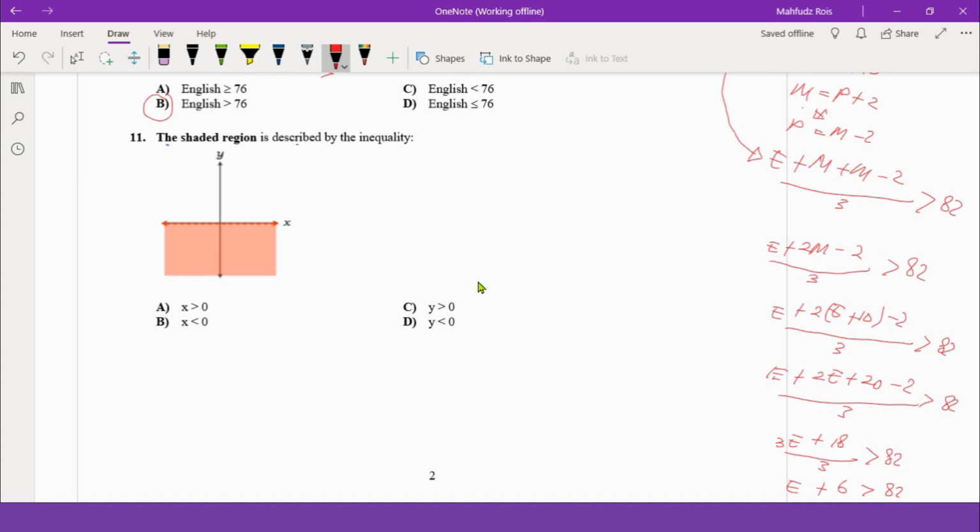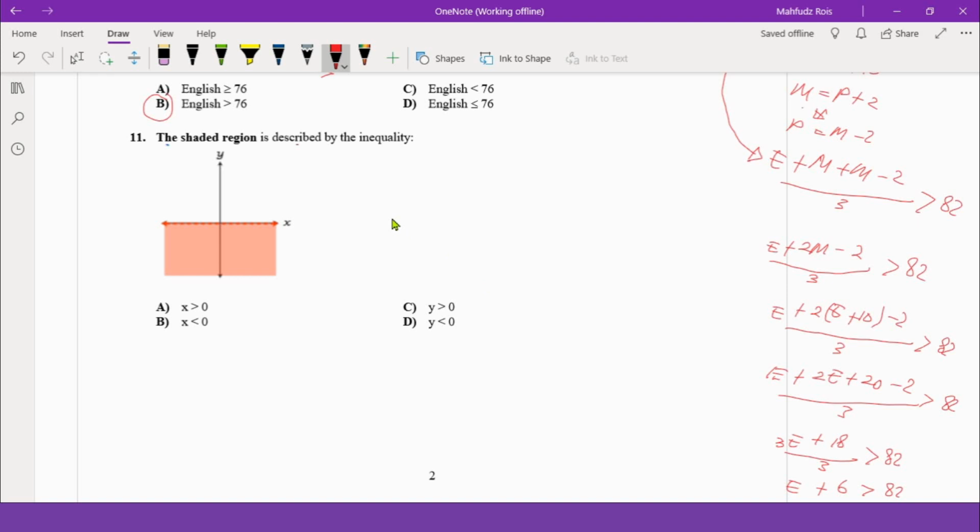Okay, number 11. For number 11, it's a region in a plane. The solution of inequalities is not only one point, but a region. So the shaded region describes the inequality.